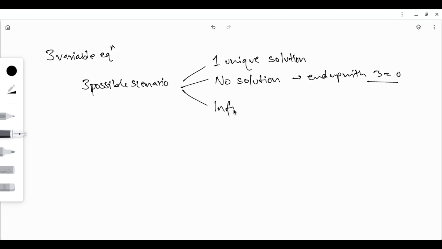And the third case you have is infinite solutions, and this happens if you end up with, say, 0 equals 0, when you are solving something.